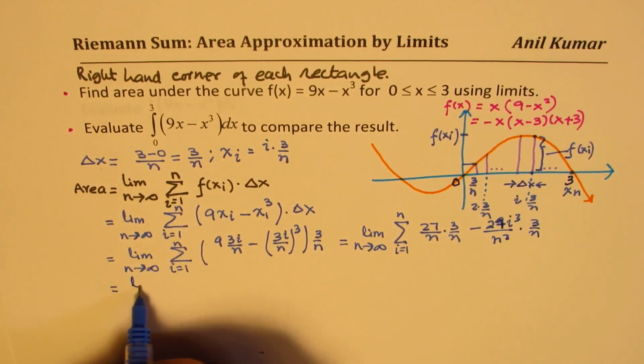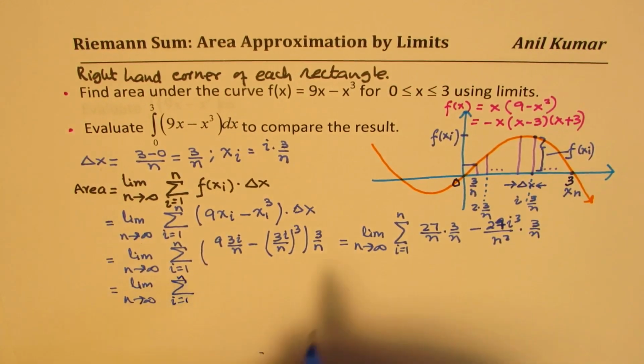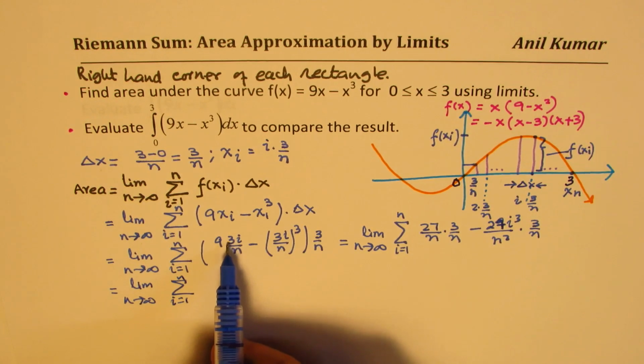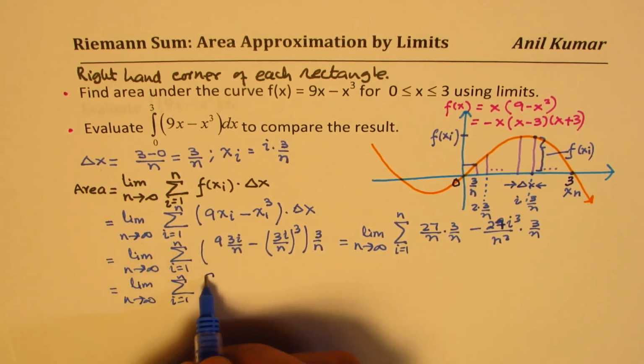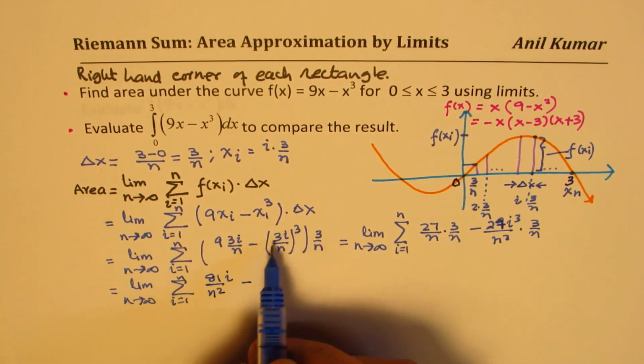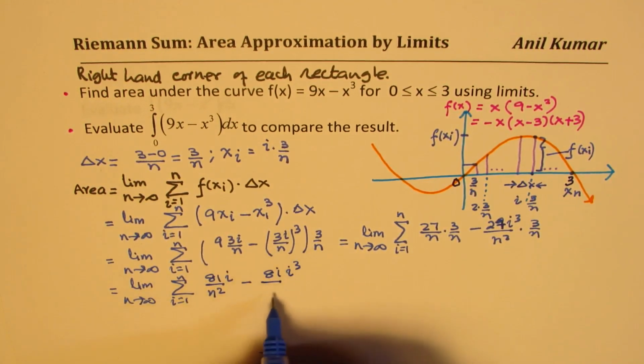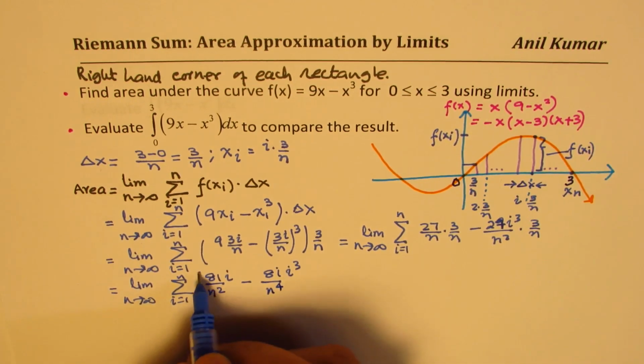Okay, so that gives us limit n approaches infinity for i equals 1 to n. When you multiply, you get 3 times 3, 9, 9 times 9, 81 i over n square, minus 27 times 3 is 81 i cube over n cube times n, which is n to the power of 4. Clear?